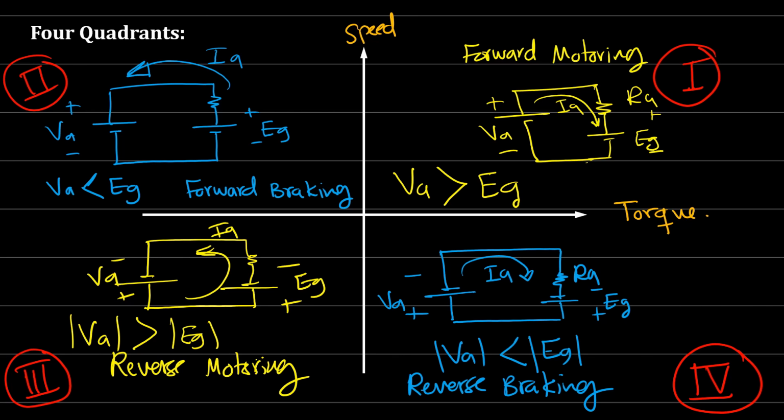So these are the four possible quadrants, the four possible operations, either motoring or braking. The motoring can be either forward or reverse. The braking also can be either forward or reverse.